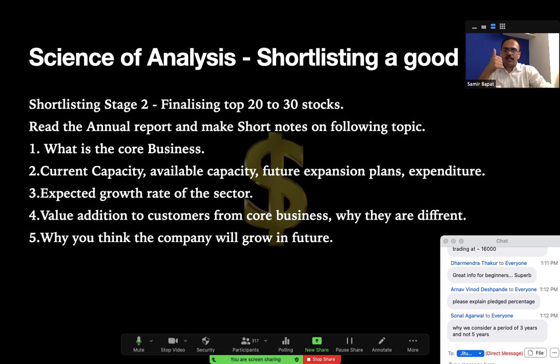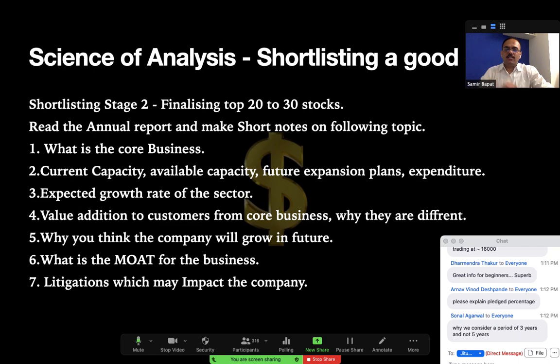So you have to find out what the core business is, the current capacity, the expected growth rate of the sector, the value addition to customers from the core business, and why they are different. Why do you think the company will grow in future? Why do you think there is a possibility of expansion of the company? What is the moat for the business?